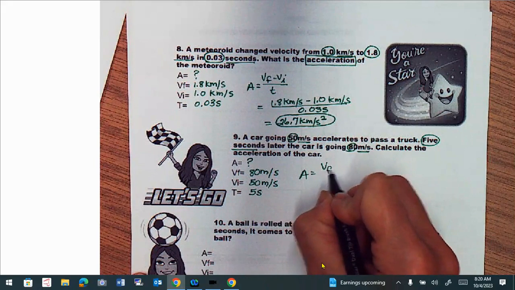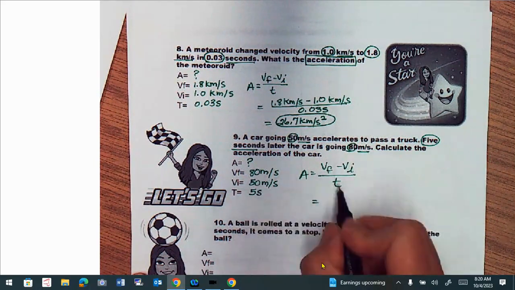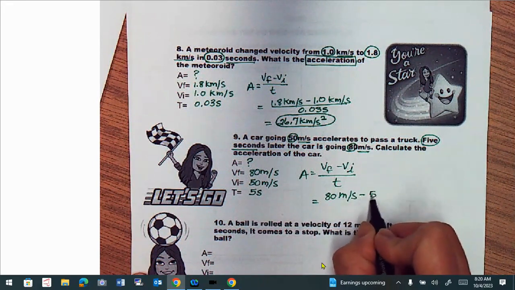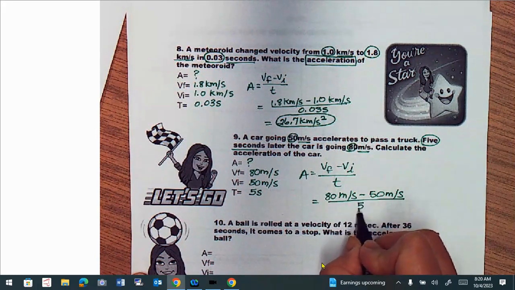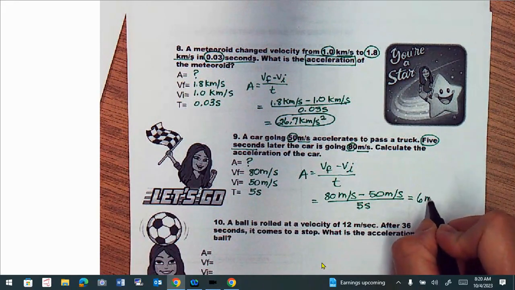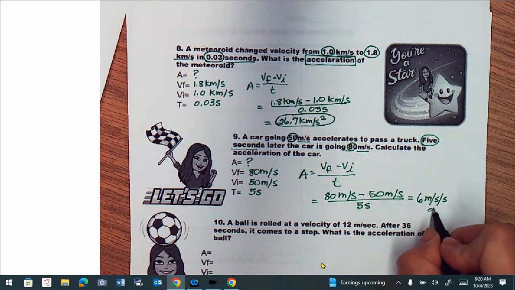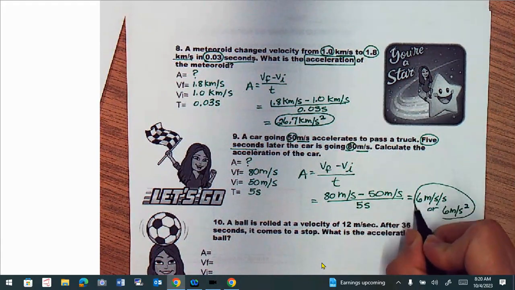Write out your formula. Substitute. Last step, solve. Well, you can either write it meters per second or meters per second squared for the unit.